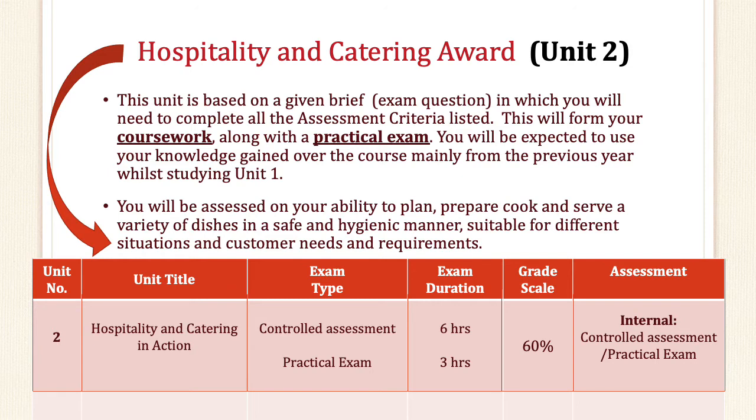In Unit 2, you'll be expected to complete the controlled assessment and the practical exam. The controlled assessment should take you 6 hours and the exam 3, both of which should make up 60% of your final grade. They will both be internally assessed.